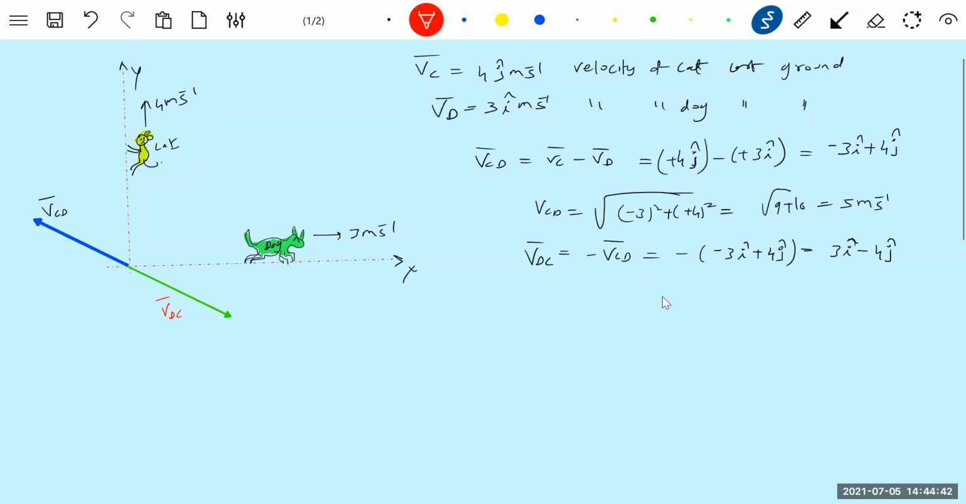The dog will not feel happy, no? I'm moving away from the cat. So this is the relative motion. It appears like this. So what is this angle? Can we find out the angle, what angle the motion is?